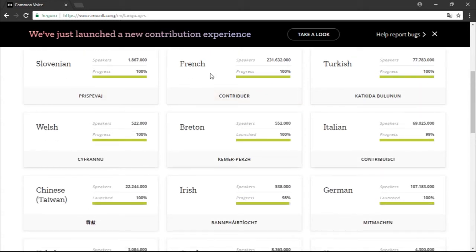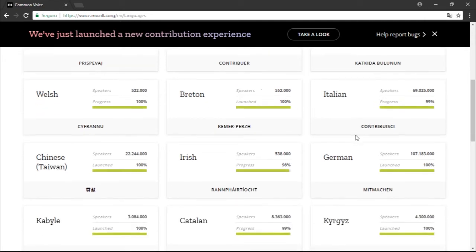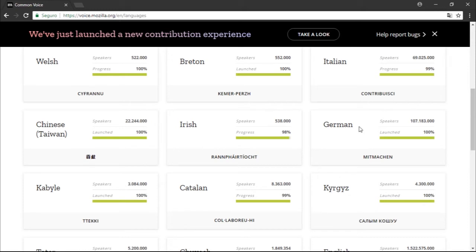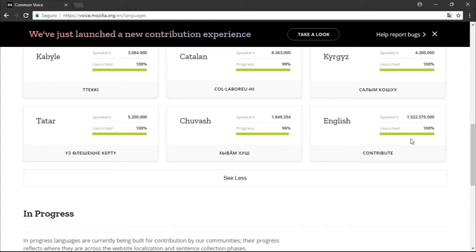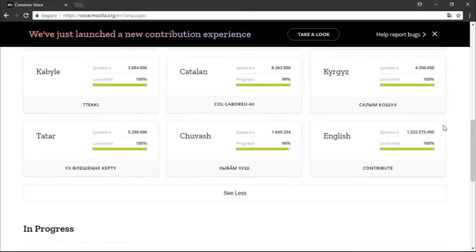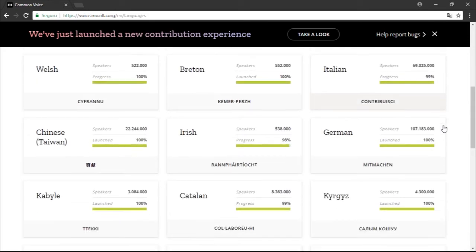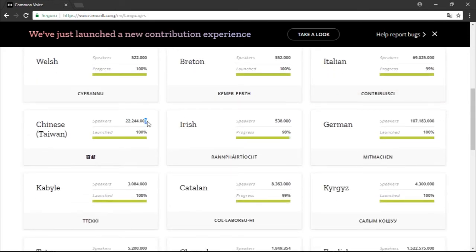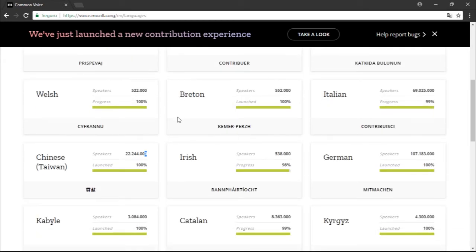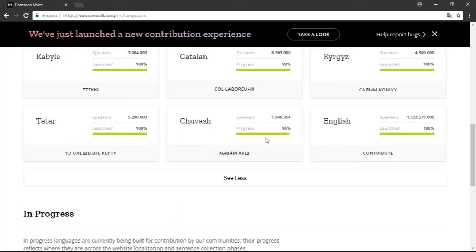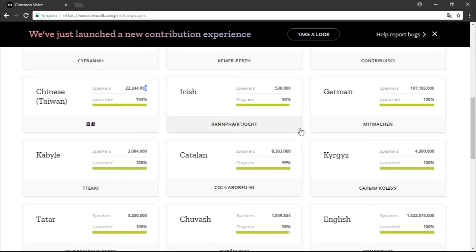So we have Slovenian, French, Turkish, Welsh, Breton, Italian, Chinese, Irish, German, Catalan, English. The funny thing here is look at how many people speak English. It's 1.5 billion people. Mandarin, I think Chinese from Taiwan, is 22 million people. I don't know if there's Mandarin, but let me see. So these are the languages that are available right now.